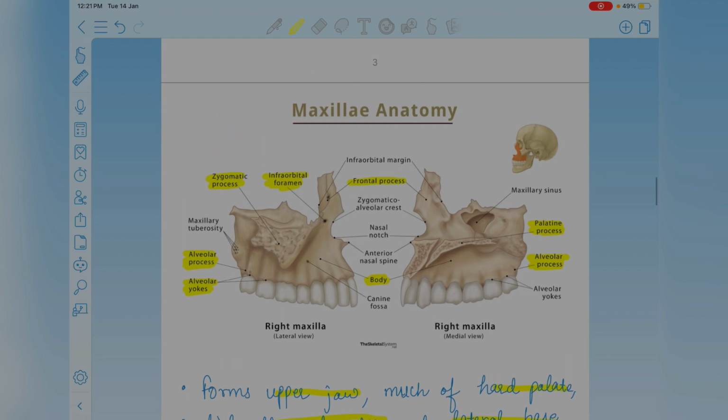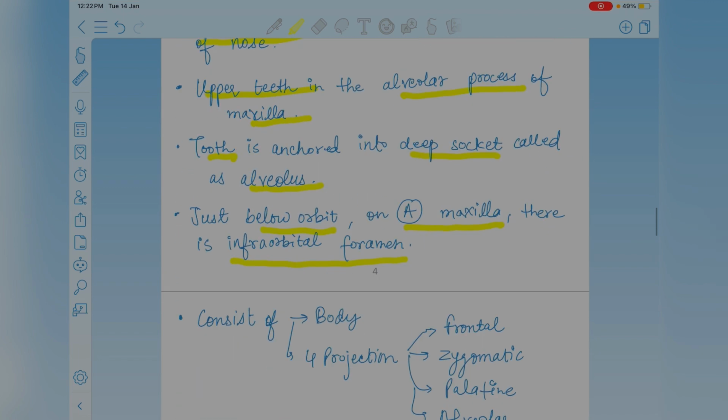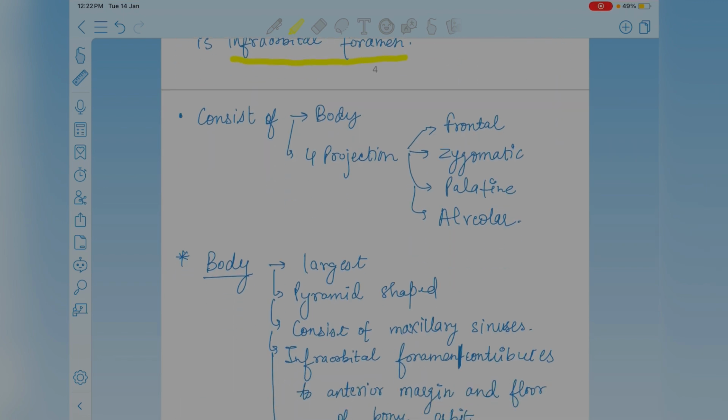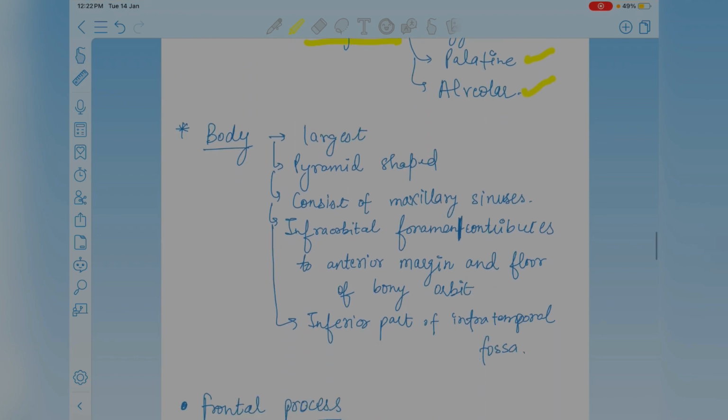As you can see in the diagram, there is the alveolar process in which the upper teeth are present, the alveolar sockets in which the teeth are encased, and the infraorbital foramen that is present on the anterior view of the maxillary bone. And it consists of a body and four projections. The four projections are frontal, zygomatic, palatine, and alveolar. Now continue with the body. It is the largest part, pyramidal in shape, and it contains the maxillary sinus.